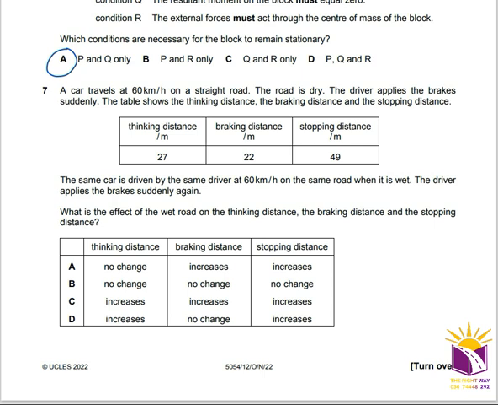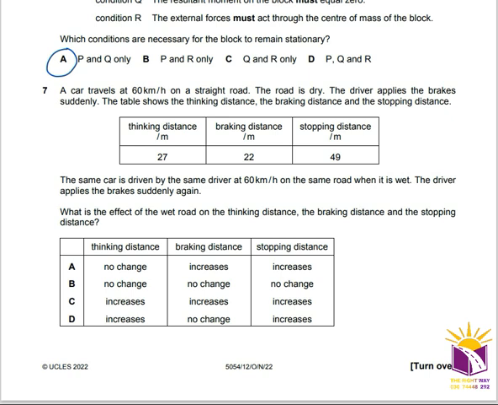The same car is driven by the same driver at the same speed, 60 km/h, on the same road when it is wet. The driver applies the brake suddenly again. What is the effect of the wet road on the thinking distance, the braking distance and the stopping distance?